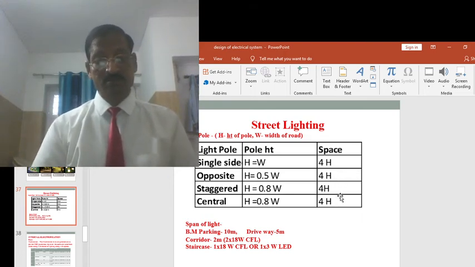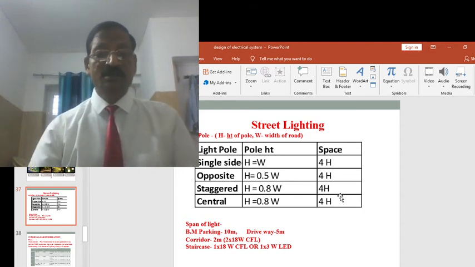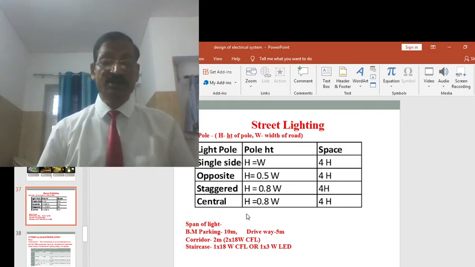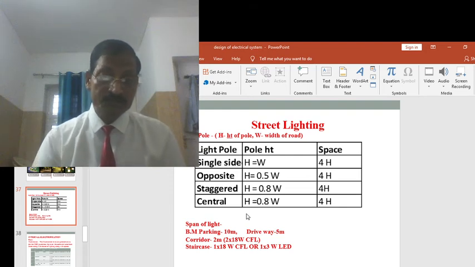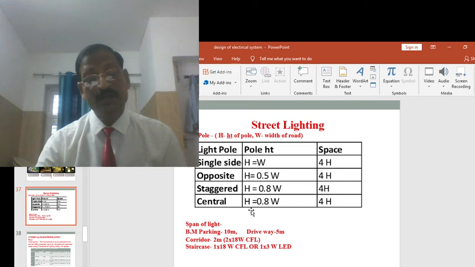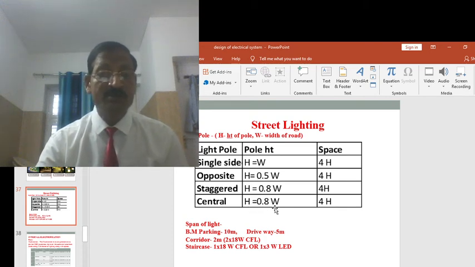If they are staggered, if one pole is on this side, second on the other side, then it is staggered. Then height of the pole is equal to 0.8 times the width of the road, and space between the two poles is 4h, 4 times the height of the pole. If it is a double road, then the pole will be in the center of the roads, and in that case height of the pole will be equal to 0.8 of the width of the road.